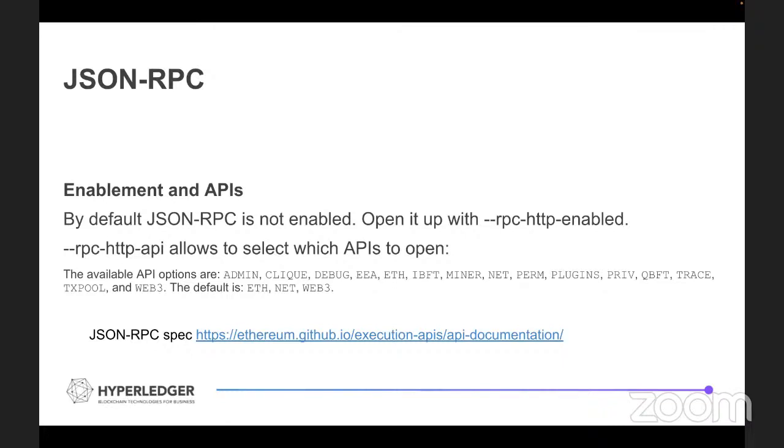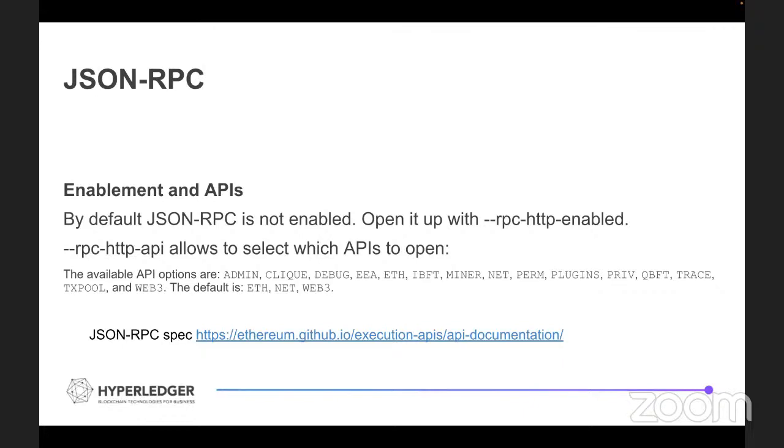So by default, the default is eth, net, web3. Web3 is just a little bit of metadata about your client, such as client version. Net gives people the ability to ask for how many peers you have, for example. And eth is all the things that you would want to be able to query, such as balance of an account, sending transactions, calling a smart contract, things like that.